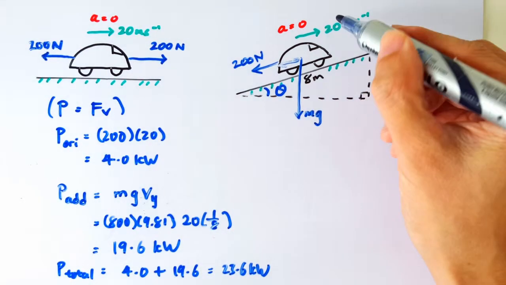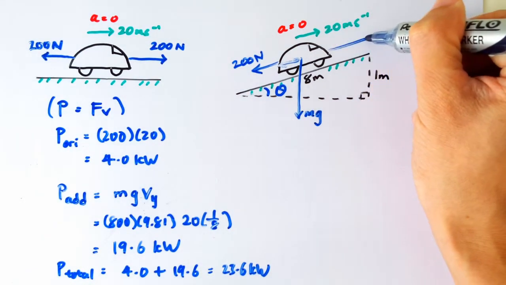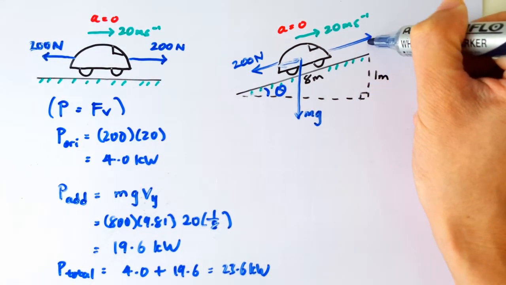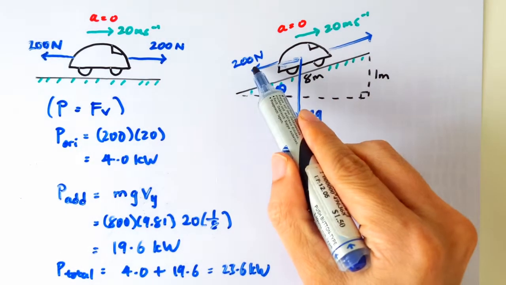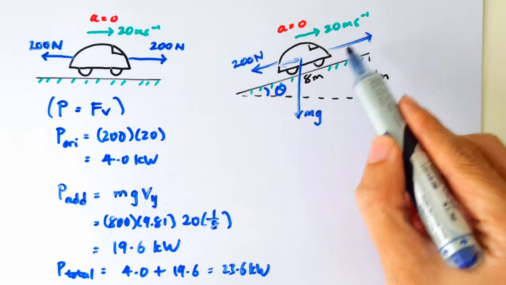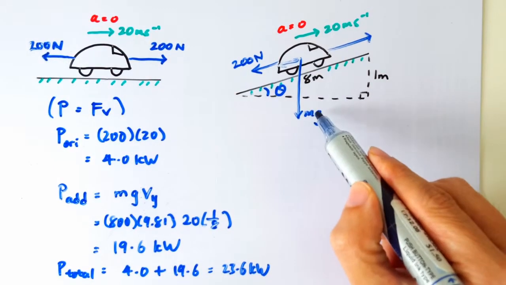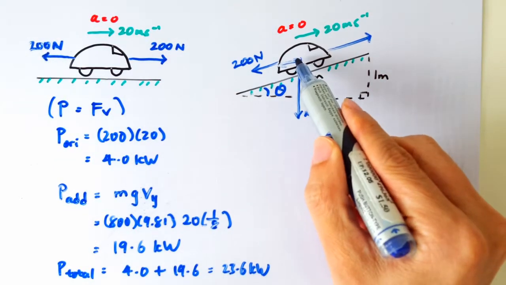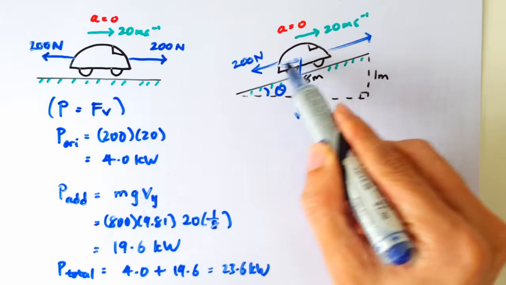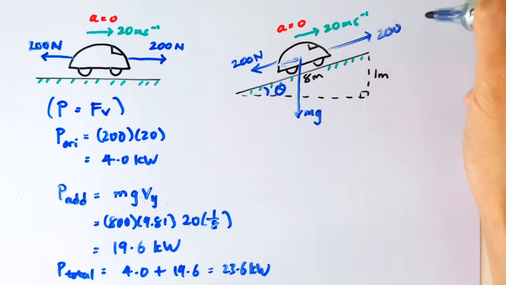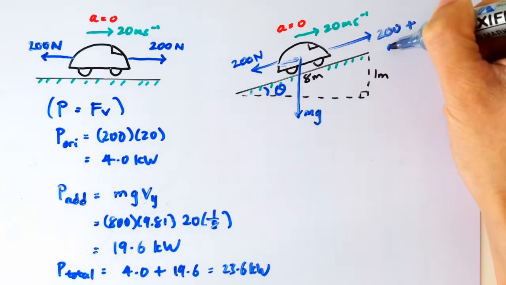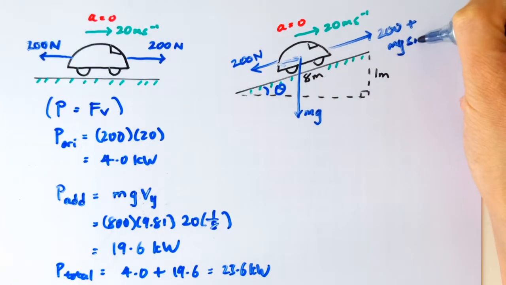So to maintain the car at a constant speed, you need the driving force to be more than 200 newtons, because in addition you must also overcome the component of weight in the direction along the slope. So now we know this force will not just be 200, it will be 200 plus mg sine theta.